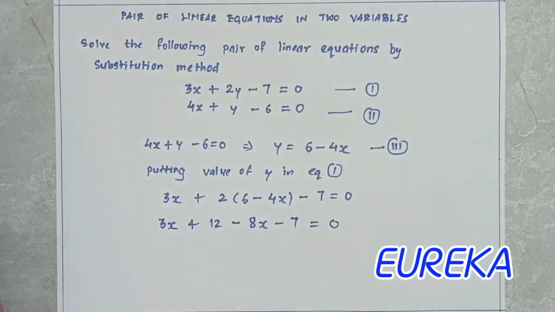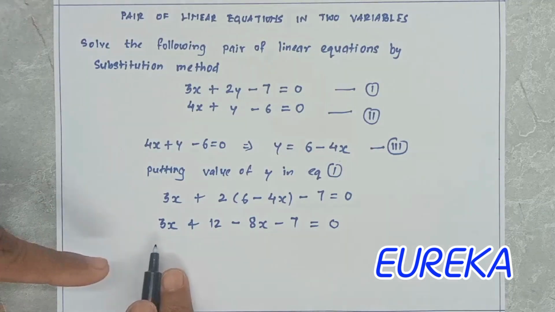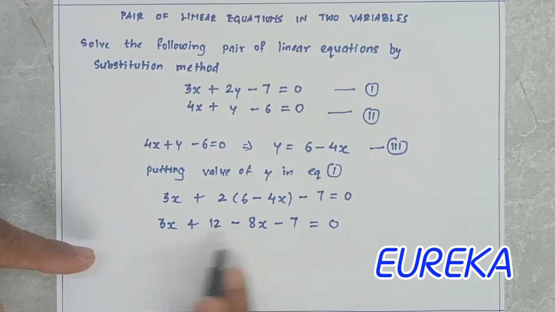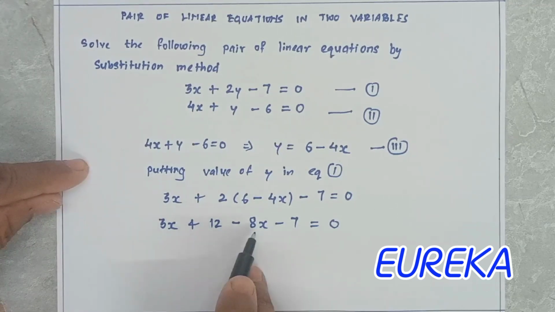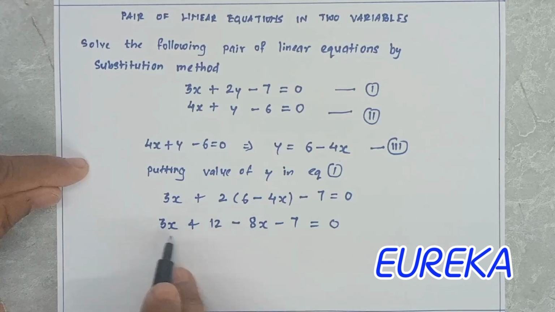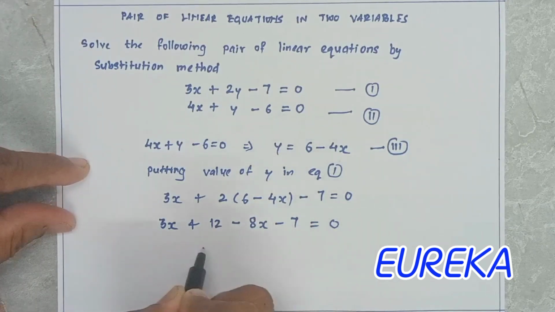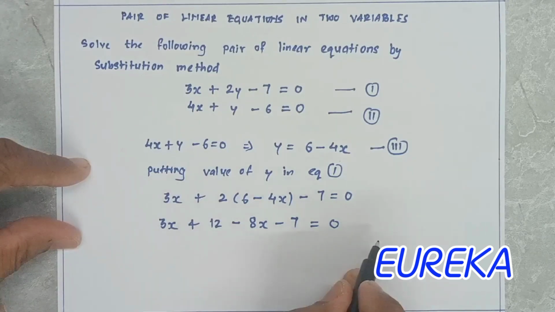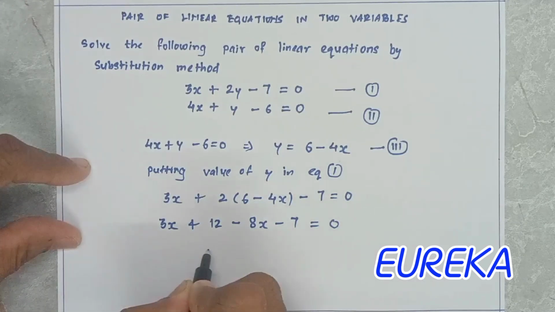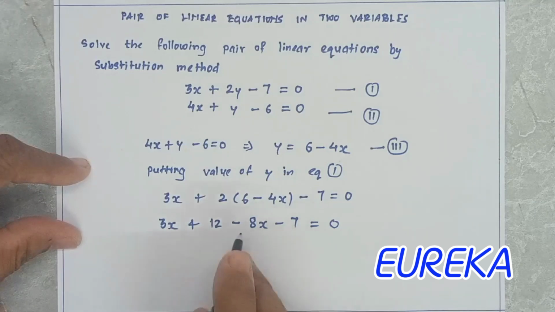Clear? Now we get two terms which are in variable x and two terms which are constant. So bringing them closer, what we get, 3x minus 8x. Now 3x minus 8x, we will get minus 5x. Because it is having minus sign, we will write it afterward, there is no issue, or we can write first also. And 12 minus 7 will give us 5.